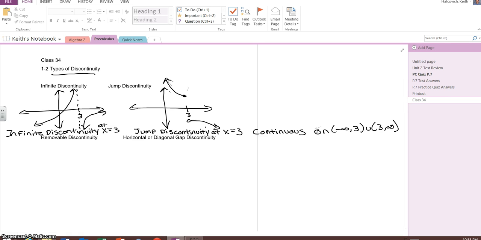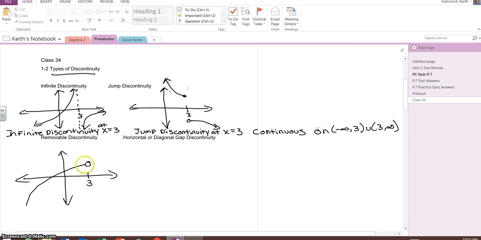Removable discontinuity is when you have a graph and it would be continuous except for one specific point. Let's say that this is 3 again. You have a circle and then it goes on forever. So basically at that one point, it's not continuous, but everything else is continuous. So this is a removable discontinuity at x equals 3.